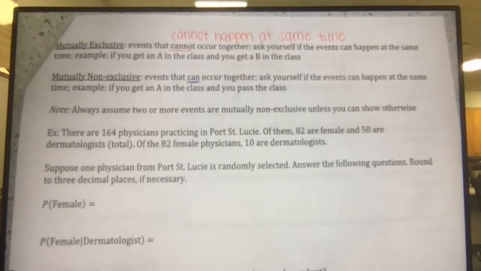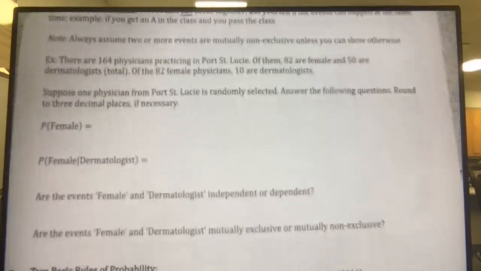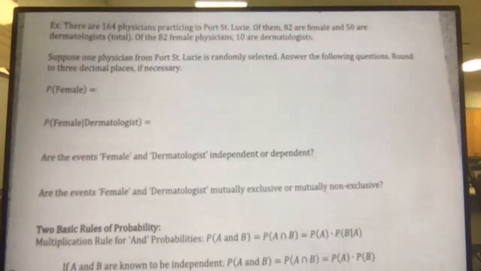So let's do an example. There are 164 physicians practicing in Port St. Lucie. Of them, 82 are female and 50 are dermatologists total. Of the 82 female physicians, 10 are dermatologists. Suppose one physician from Port St. Lucie is randomly selected. Answer the following questions, rounding to 3 places.